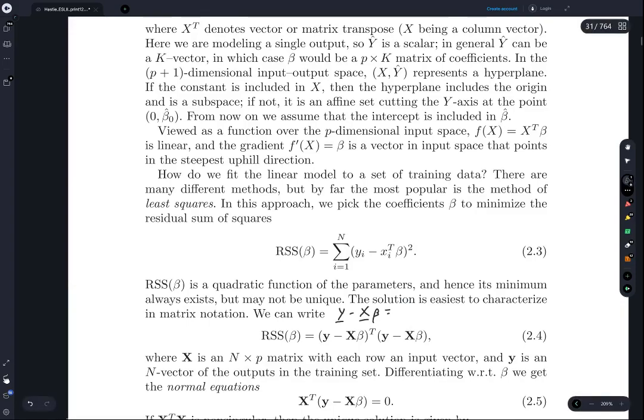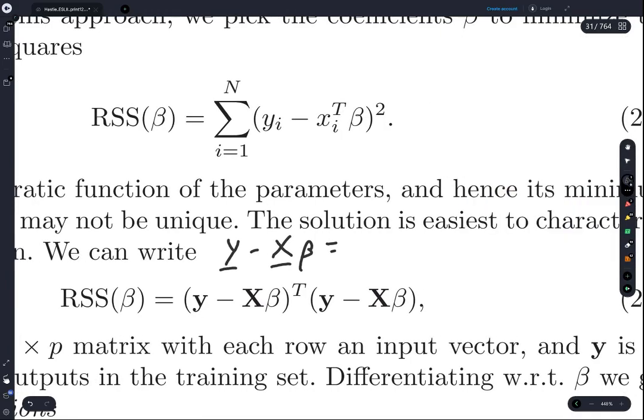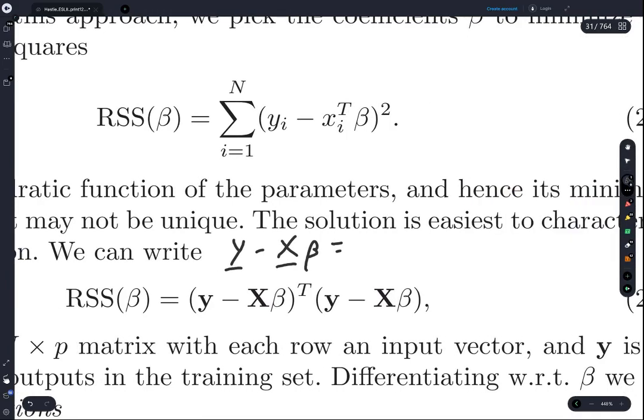I'm going to zoom in a little bit. I think I'm going to end up doing a bit of zooming as we go through this. So it's going to be y1, I'm going to do this over here, equals y1 all the way down to y capital N.